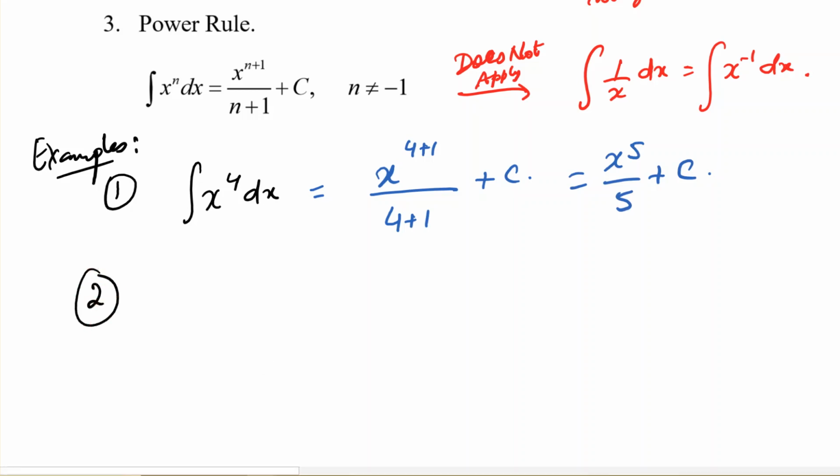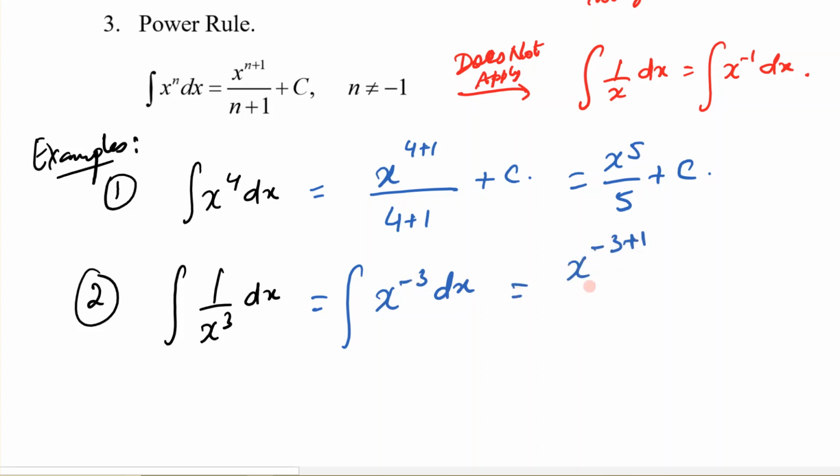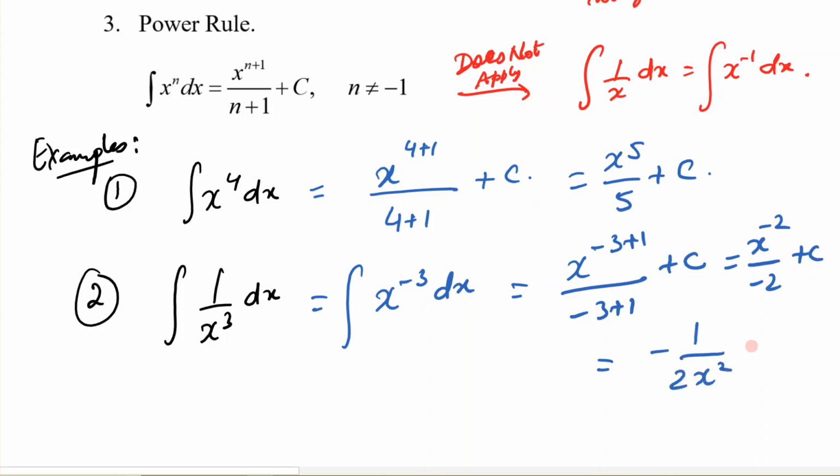Similarly, if you have the integral of 1 over x cubed dx, n should not be equal to -1. Here if you write this integral in power form, x raised to power -3 dx, it's still not -1, so we can still apply the formula. So x raised to power -3 plus 1 over -3 plus 1, plus c, which means we get x raised to power -2 over -2 plus c, or in other words, -1/2 x squared... or rather, negative one half times x to the negative 2, plus c.